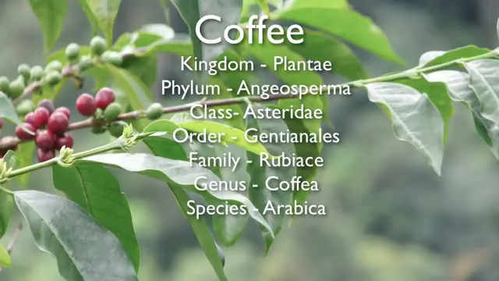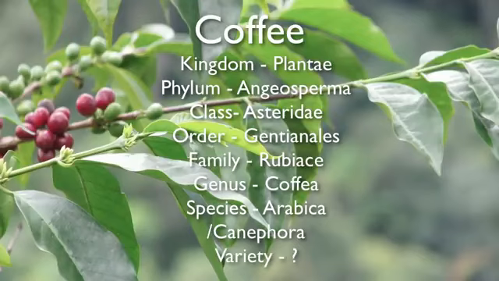There's another species in the coffee industry which is called Canephora, which we also call Robusta, which we'll talk a little bit more in detail about later. Within the Arabica species, there are different varieties, and that's what we're going to be focusing on today.